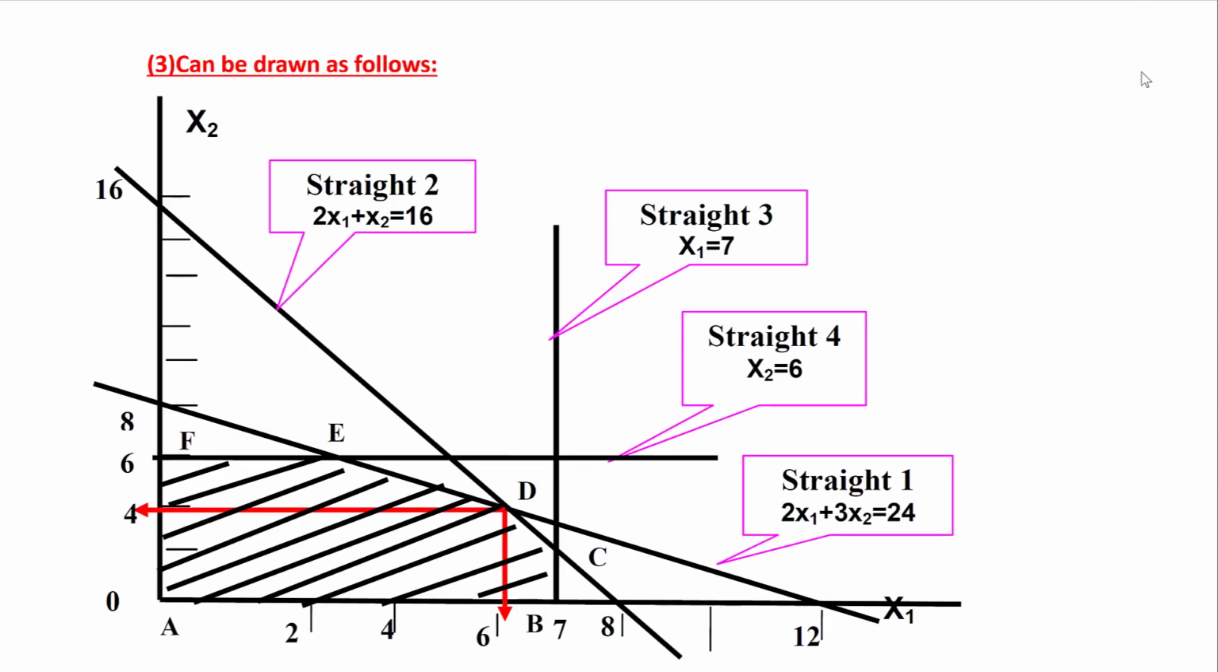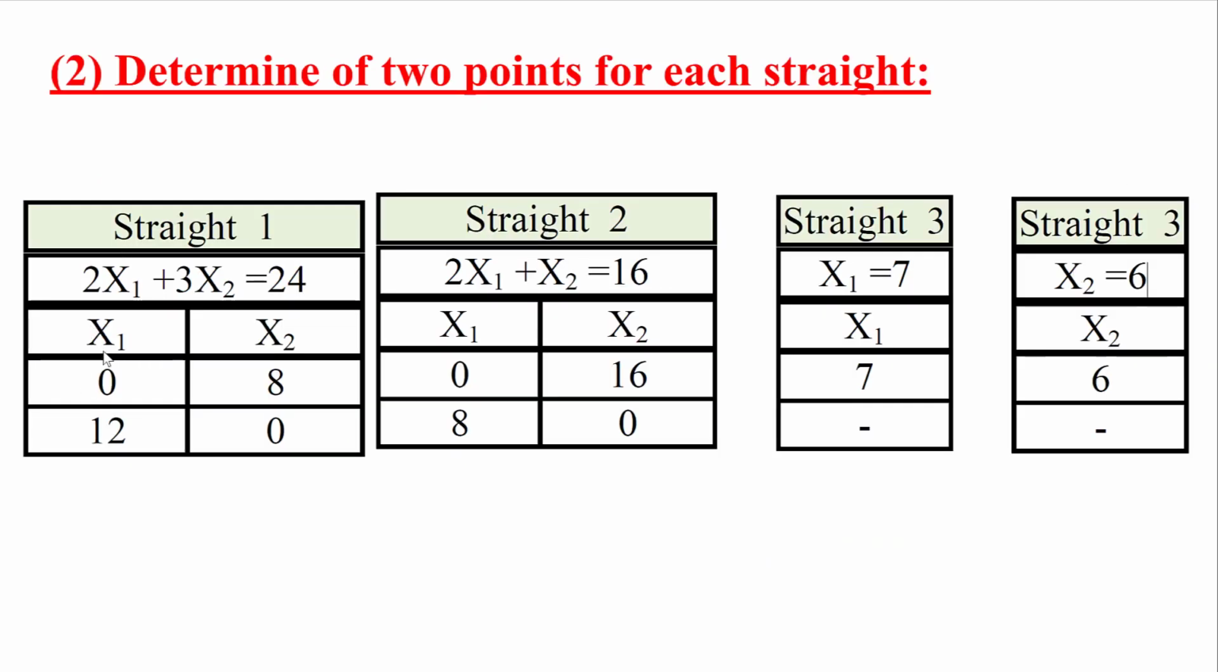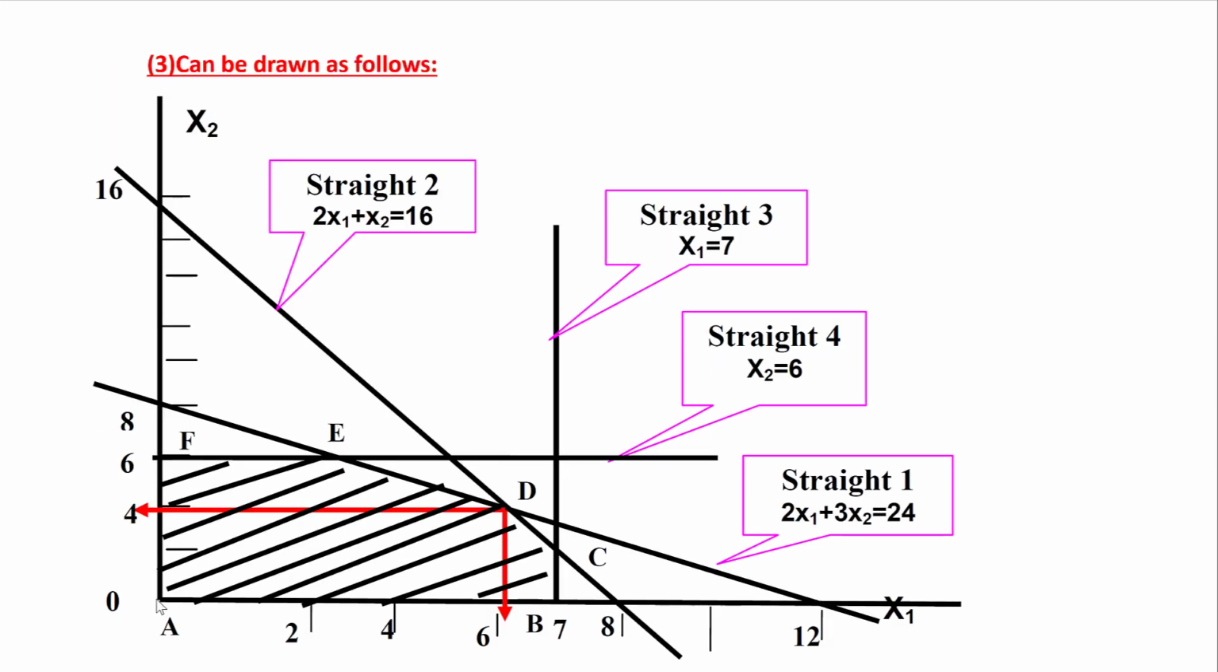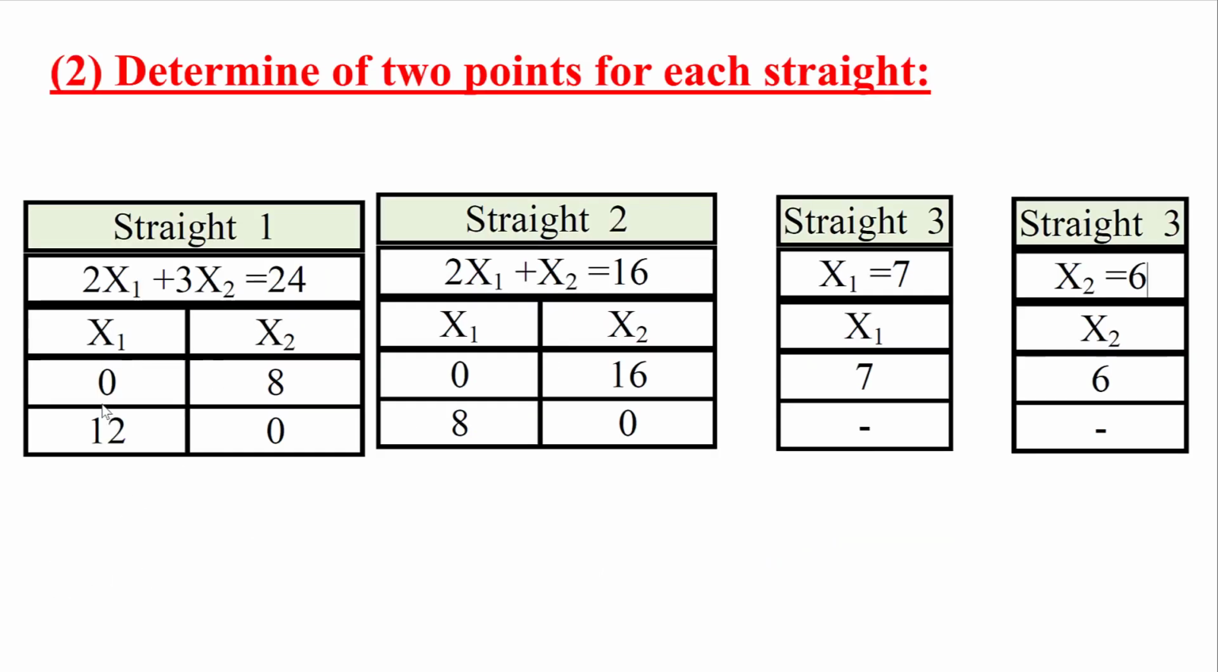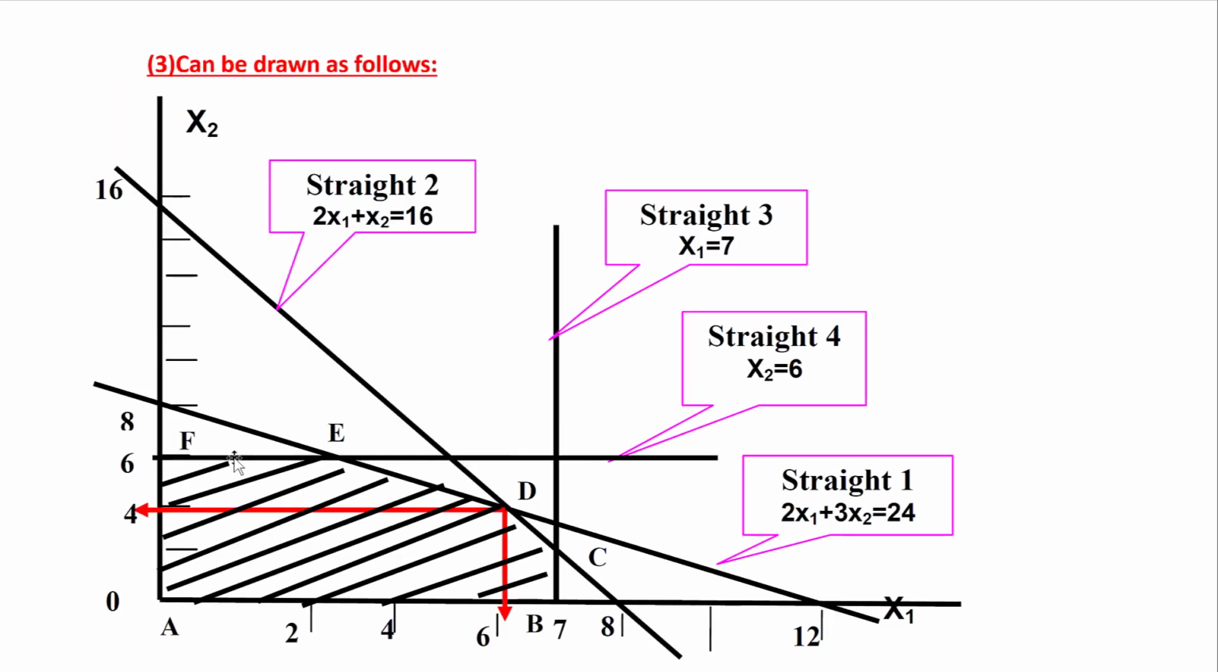So we can draw the linear program as follows. The first constraint: when x1 equals 0, x2 equals 8, so (0, 8), and when x2 equals 0, x1 equals 12. So we connect both of them, 8 and 12, to draw the first line, the first constraint.